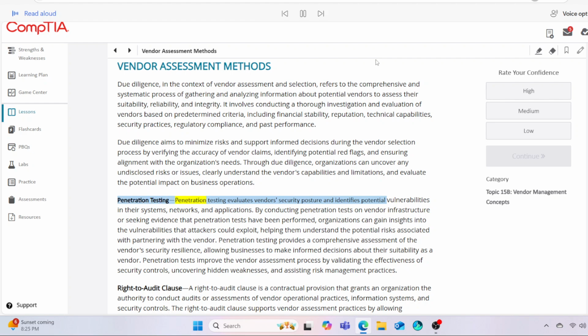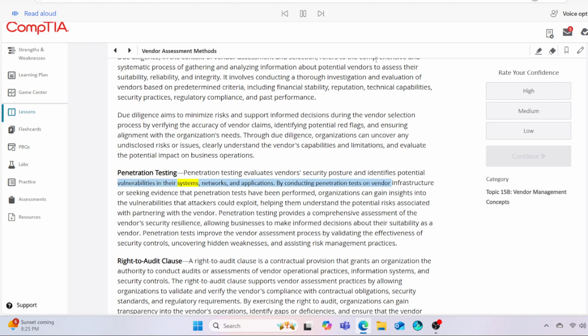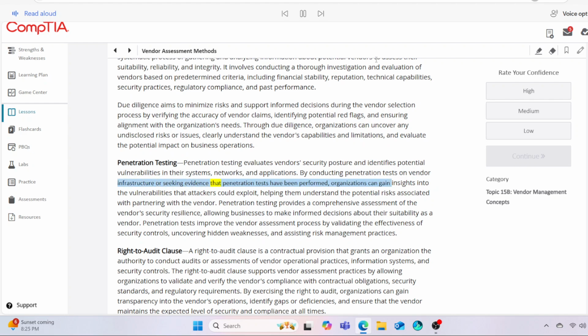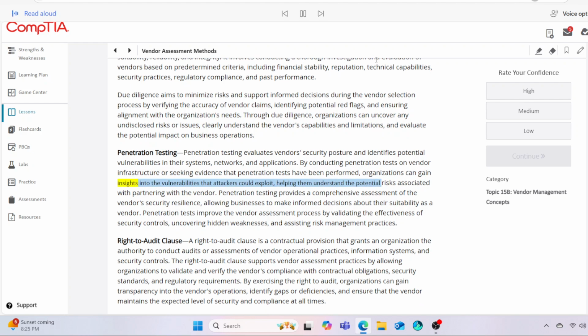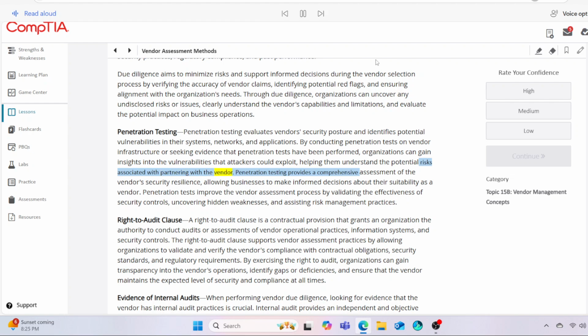Penetration testing. Penetration testing evaluates vendors' security posture and identifies potential vulnerabilities in their systems, networks, and applications. By conducting penetration tests on vendor infrastructure or seeking evidence that penetration tests have been performed, organizations can gain insights into the vulnerabilities that attackers could exploit, helping them understand the potential risks associated with partnering with the vendor.